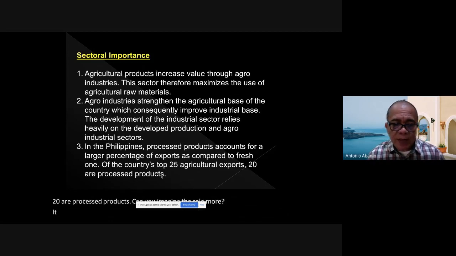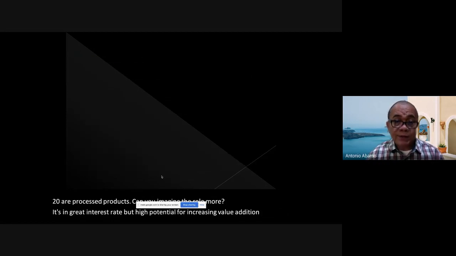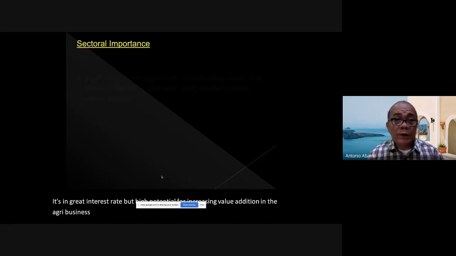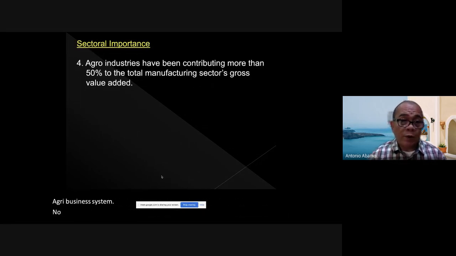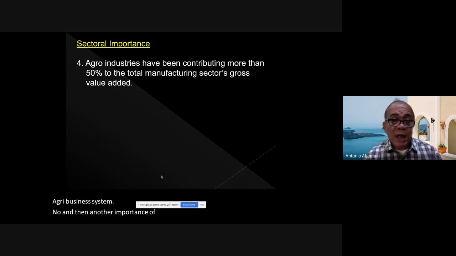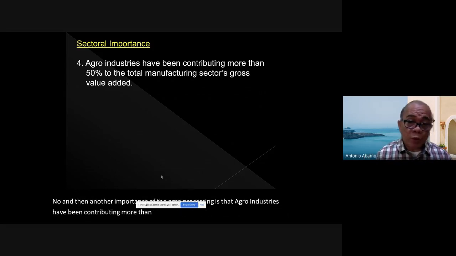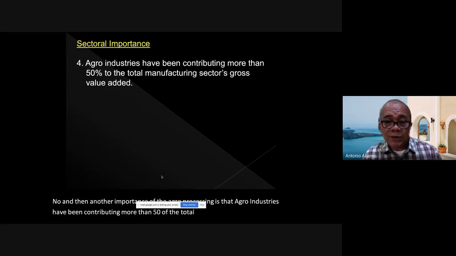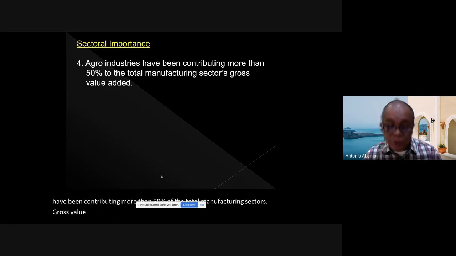It has a high potential for increasing value addition in the agribusiness system. Another importance of agro-processing is that agro-industries have been contributing more than 50% of the total manufacturing sector's gross value added. Gross value addition.